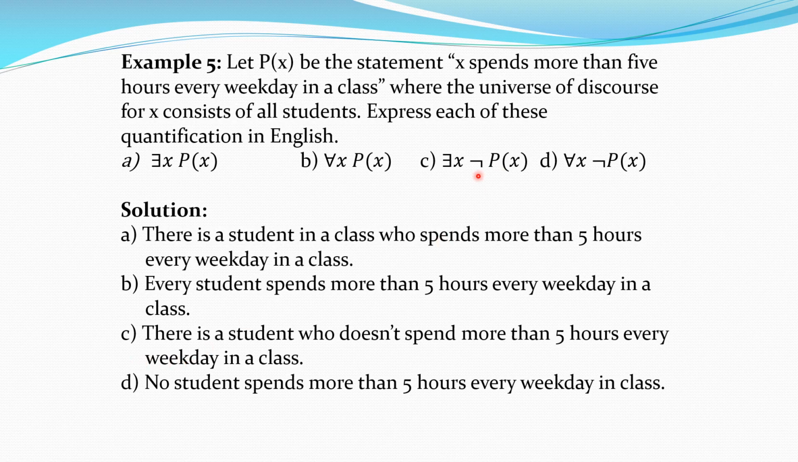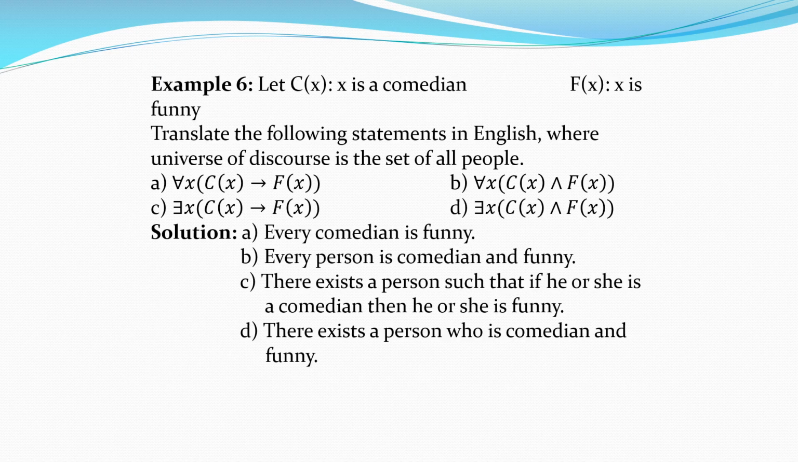Now last, for all x, negation P(x). So for all x means this is given about all students, that negation of P(x). So it means that there is no student who spends more than 5 hours every weekday in a class. It means no student spends more than 5 hours every weekday in a class. So in this way, the question can be asked in this way also, that express the given quantification in English. In the previous problem, we were given it in English and then we expressed them in symbolic form using quantifiers.